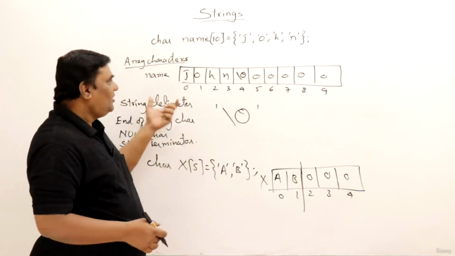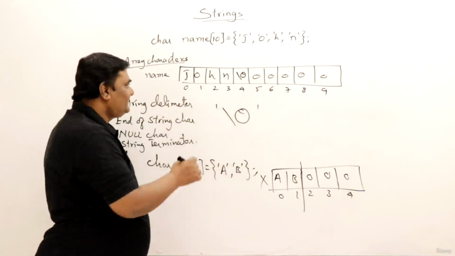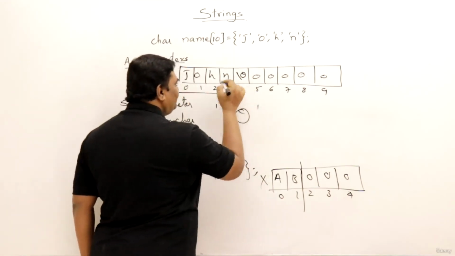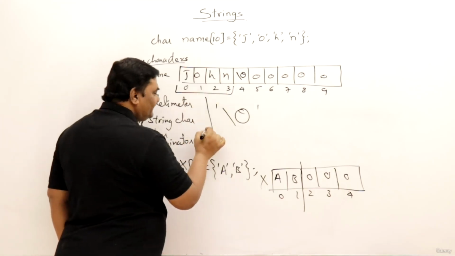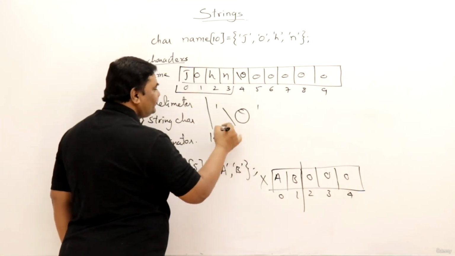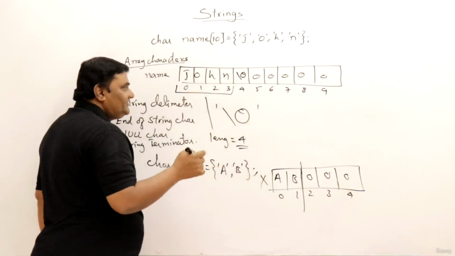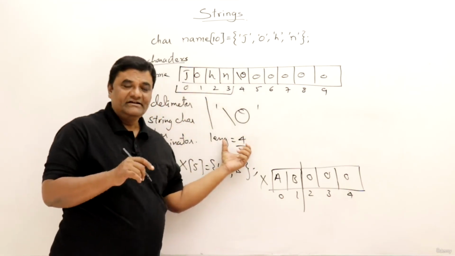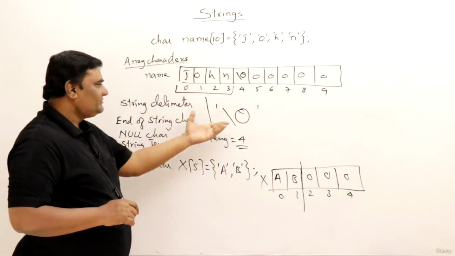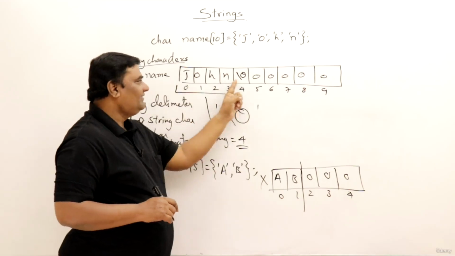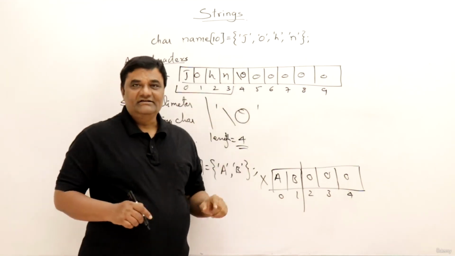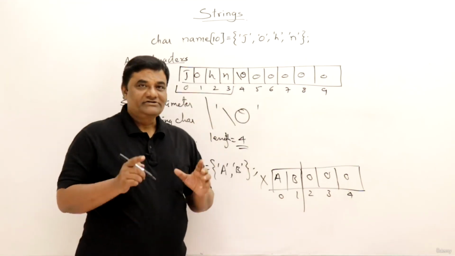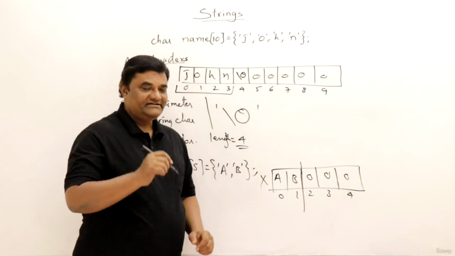Then how to know how many alphabets are valid? That is known with the help of length. So this is length. Length is how much? 4. So in Java, the size of a string is known by its length, but in C++, the size of a string is known by finding a termination character, that is the null character. So strings are delimited by /0.